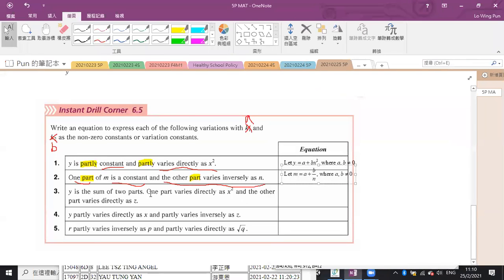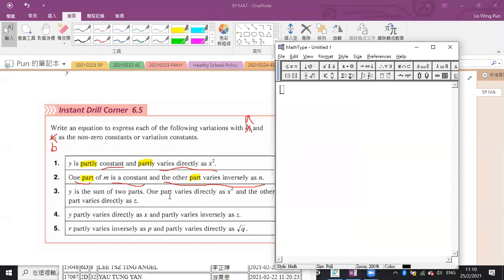Okay, and then part 3, number 3, y is the sum of two parts. So obviously, we are going to let y equals, and there are two parts.